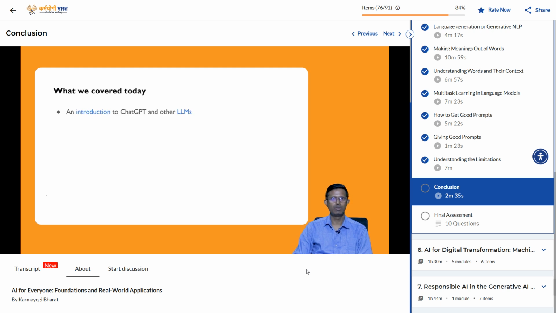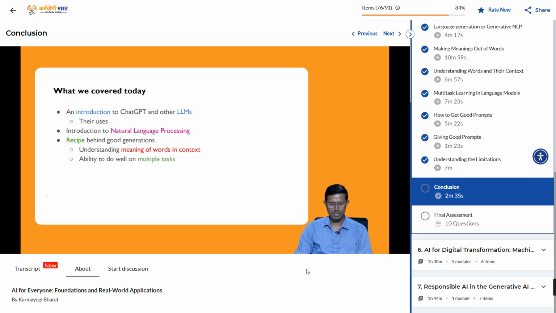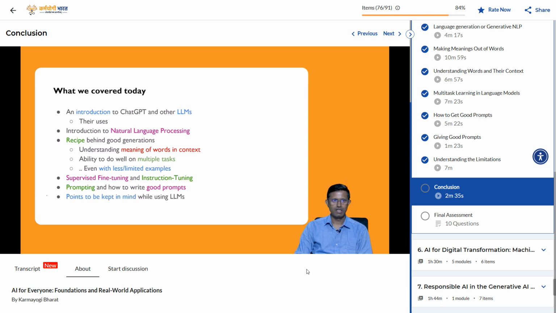So, what we have covered today till now is an introduction to ChatGPT and other large language models, and their uses. We have had a gentle introduction to natural language processing, and some more advanced topics also we tried to cover, all at a high level. So, what are the recipes behind good generations by natural language generation, or generative NLP kind of applications? We saw that it requires understanding the meanings of words in context. It also has to be able to do well on multiple tasks, even with a limited number of examples. We touched upon the concepts of supervised fine tuning and instruction tuning. We looked at prompting techniques and also discussed some ideas regarding how to write good prompts. And finally, we looked at the points to be kept in mind while using such large language models.